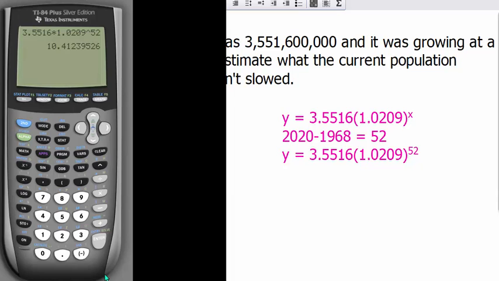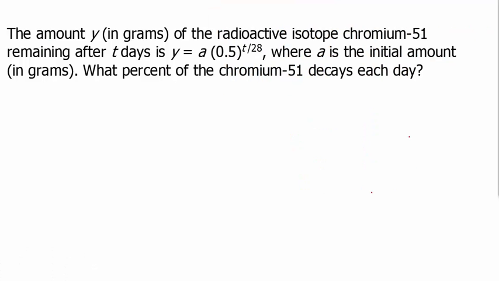And what we find is if the growth rate had not slowed, we would now be at 10 billion, not 7.7 billion. Okay, so there's different ways that we can calculate things that are going in exponential growth. So let's take a look at a problem of decay.